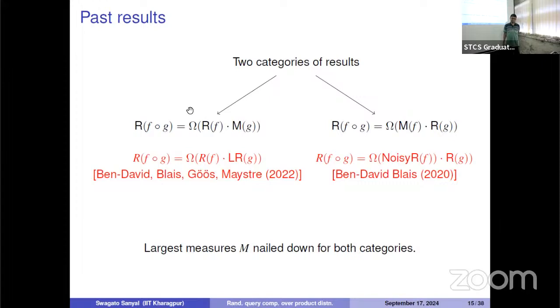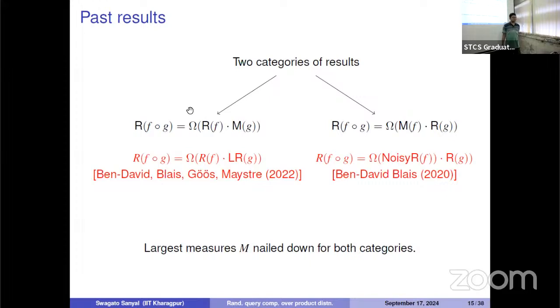Yeah, there is. Sorry, not R of G. Is there an upper bound of R of F compose G in terms of R of F and LR of G? I have to upper bound R of F compose G in terms of R of F times LR of G. Yes, so then it replaces omega by O.